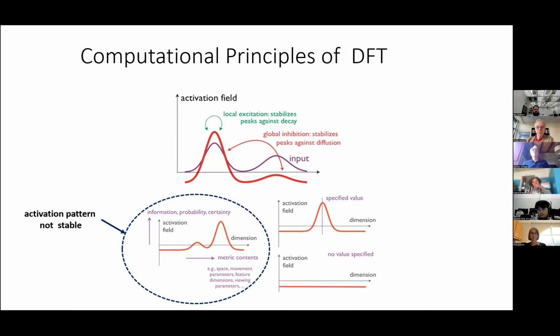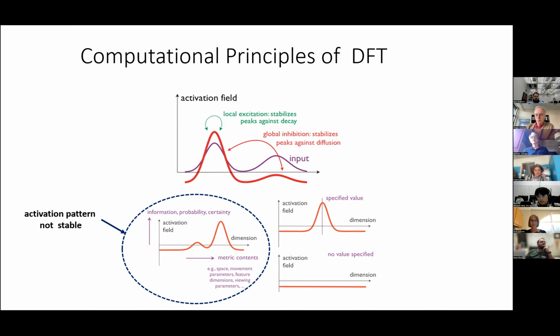We have here the figure. Actually, these figures I borrowed from some of Gregor's old presentations. So we have here the notion of a bump specifying a specific value of a continuous dimension. And here on the left, we have an activation pattern that we use to express something like certainty or probability. And this, of course, is not a stable solution of the Amari equation.